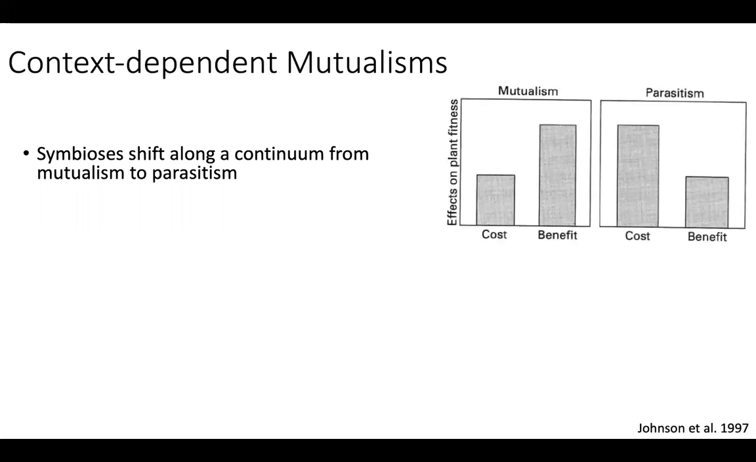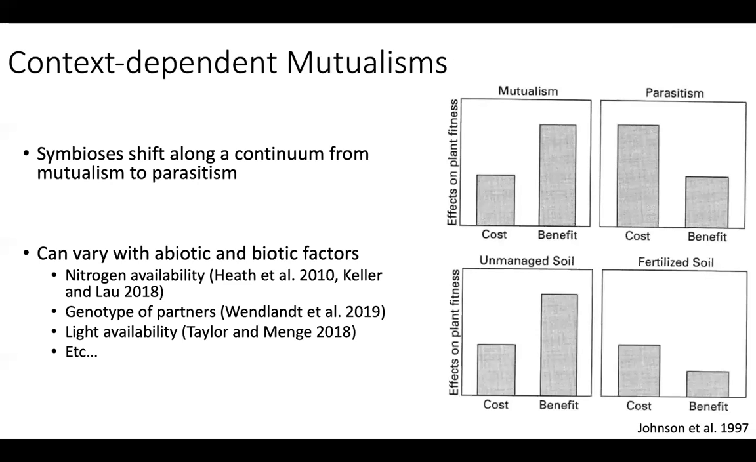However, a rose is not always a rose. Symbioses shift along a continuum from mutualism to parasitism. When the benefits of a symbiosis exceed the costs, it's a mutualism, but when the costs exceed the benefits, it's a parasitism. Whether it is beneficial or not may often depend on abiotic and biotic aspects of the environment.